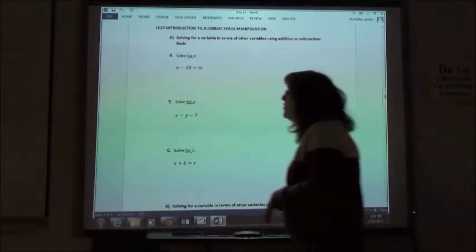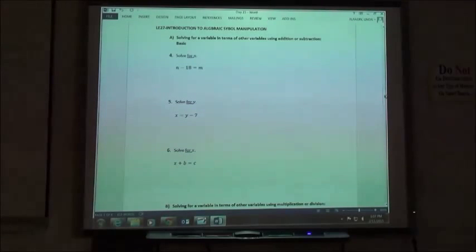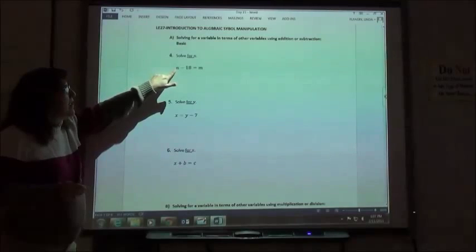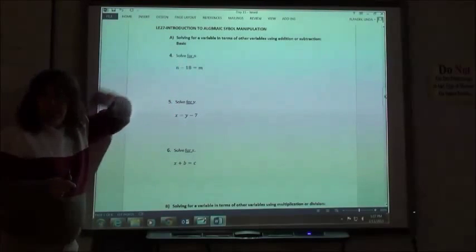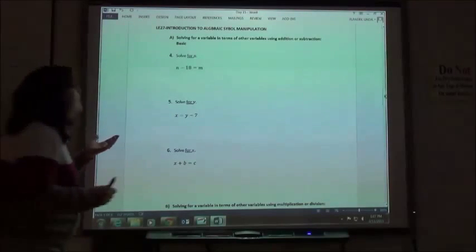We are now going to do what they call algebraic symbol manipulation. Instead of solving and getting a number answer, we're just rearranging things. They want to see if you really understand what the process is of solving an equation. If I look at this and I want to get the n by itself, what do I do to the 18? You would drop it down to the m. And make it? A positive.